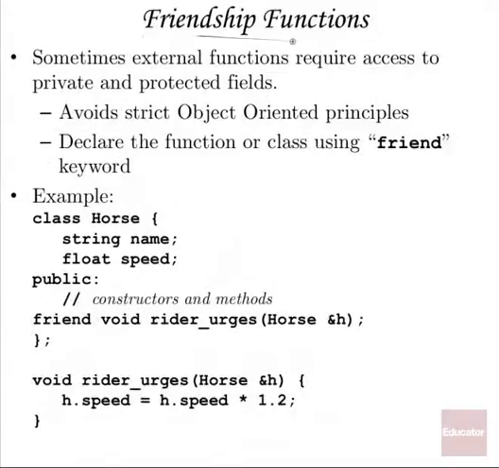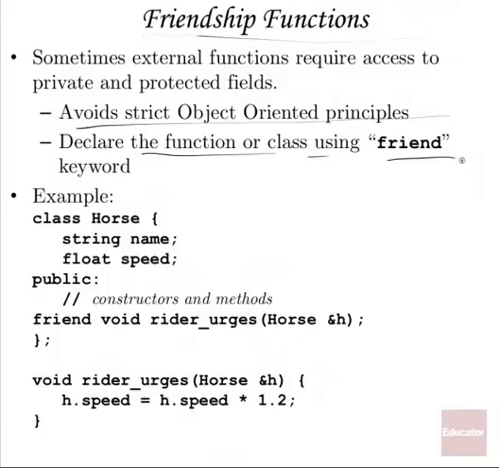Now, friendship functions. Sometimes an external function has to be designed that requires access to the private and protected members of a specific object. Now, it avoids strict object-oriented principles because there should be no outside object that has direct access to your data members. You're not supposed to do that. C++ says, well, we recognize that there are exceptions to every rule. This is how you handle those exceptions. You define a friend. So you declare the function or class using the friend keyword.